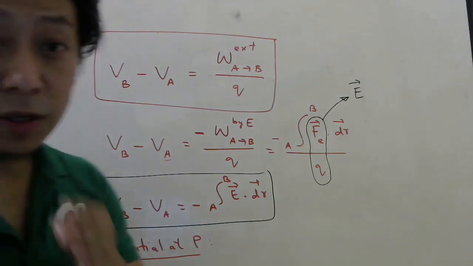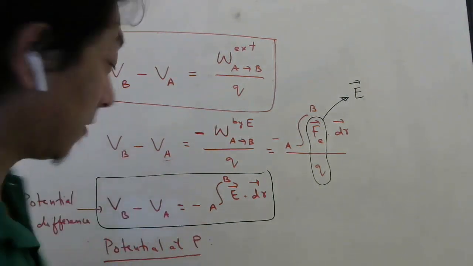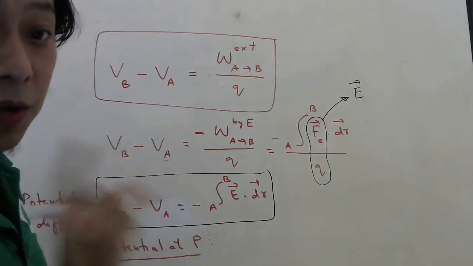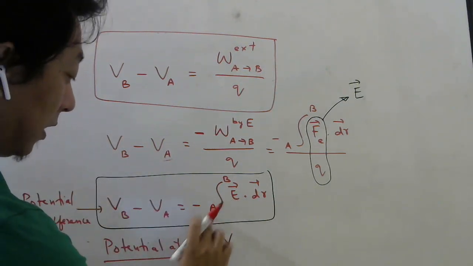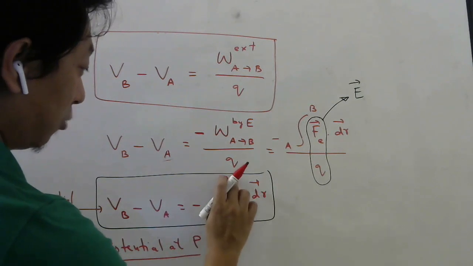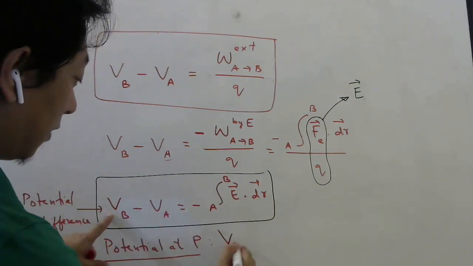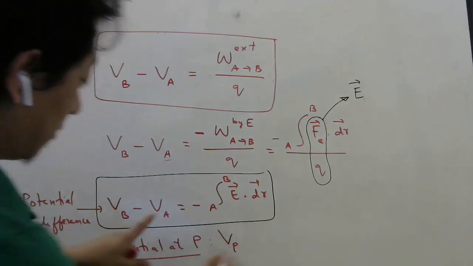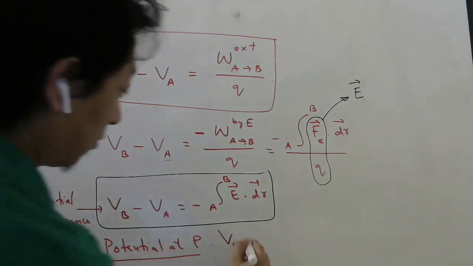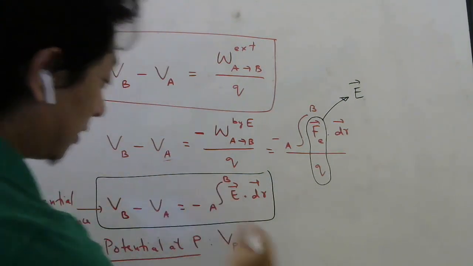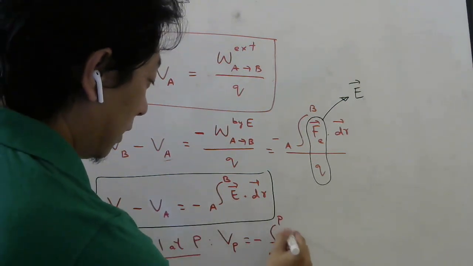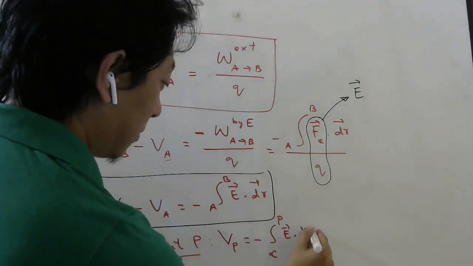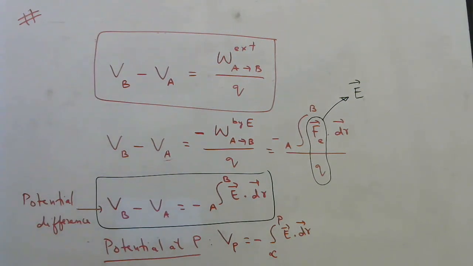Then I told you in that case you have to start from reference. So if I start from reference, which is infinity, then how will this formula be? So let me come from infinity to this point P. So from infinity to P, if I come, this will be Vp minus potential at infinity, which will be 0. Forget about that. So this will be minus integral infinity to P E bar dot small displacement bar. Okay, students. So this is something very important. Remember it.